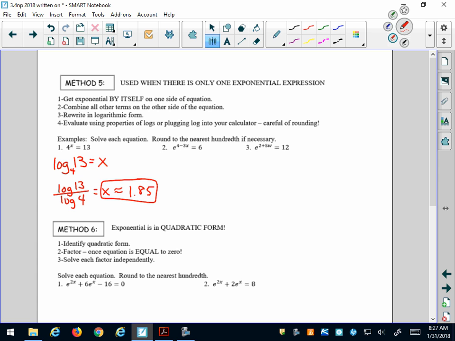There's another way of thinking about this method. When you have an x or any variable in the exponent, remember we said that's why they invented logs? They invented logs so that you can get that variable out of your exponent. So this is one way of doing that, writing it as a log.